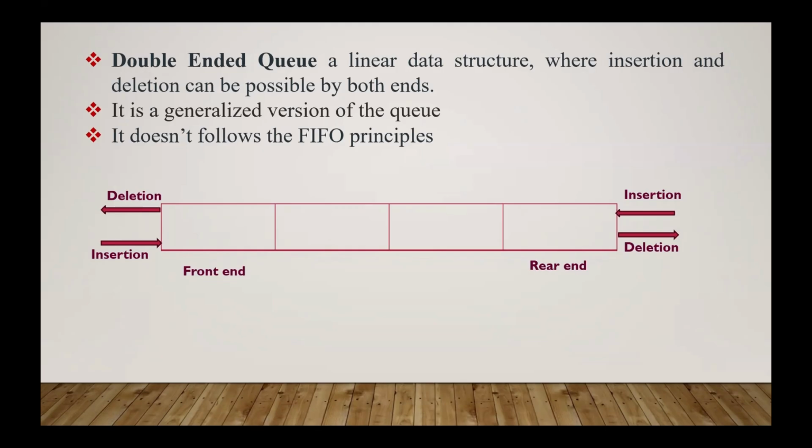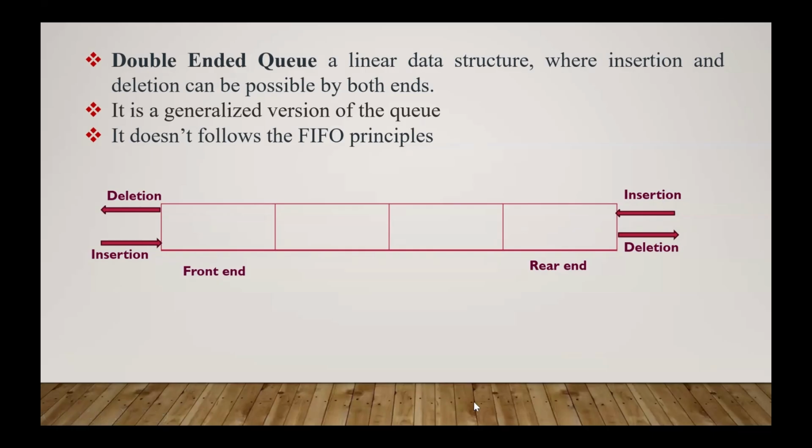A linear queue is a type of data structure where insertion is done from one end and deletion is done from the other end. One end is specific to the insertion operation, and the other end is specific to deletion. But a double-ended queue is a linear data structure where insertion and deletion are possible at both ends. That's why it is called double-ended. On both sides we can perform insertion as well as deletion. We can say it is a generalized version of the queue.